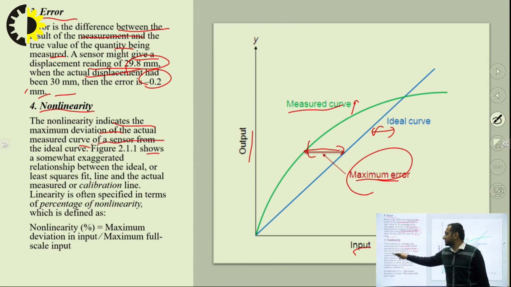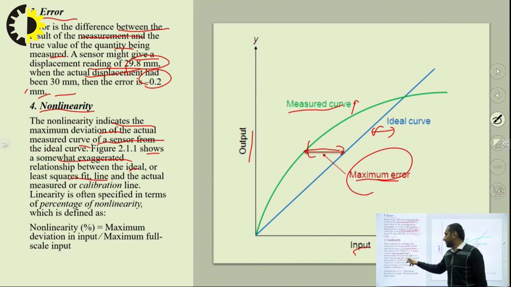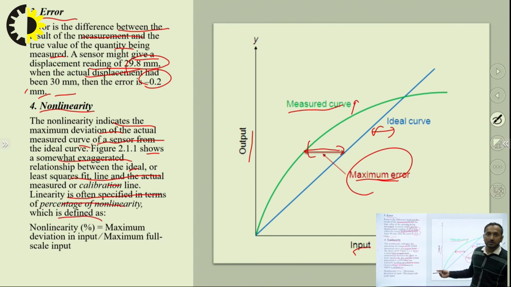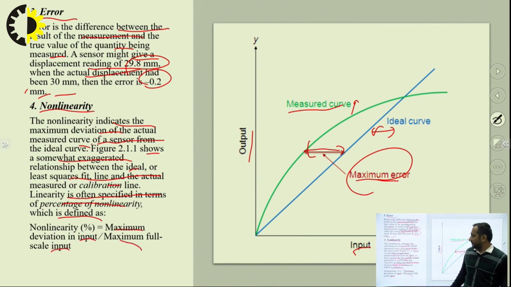The figure shows a somewhat exaggerated relationship. So this is not exact, like actually this is not the case where the non-linearity error is this much big, or the least square fit line and the actual measured calibration line. Linearity is often specified in terms of percentage. So we express the non-linearity error in terms of percentage like 5% or 10% or 1%, maximum deviation in input divided by maximum full scale input. So this is how we represent the non-linearity error.